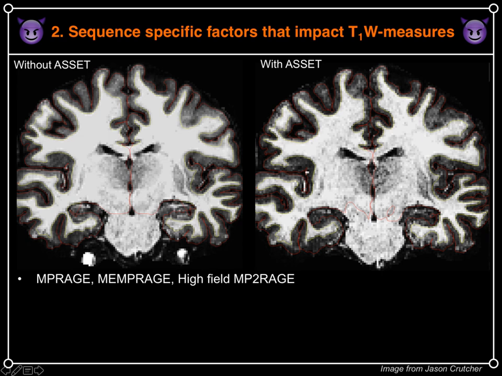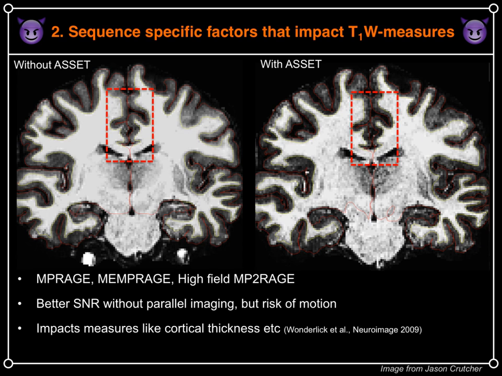Unfortunately, these colors are sort of weak, but what I'd like to point out is over here. The distance between the 2 lines is quite different with and without ASSET, which is the acceleration factor that you use in a GE machine. And so this can result in systematic differences in your measurement of cortical thickness.